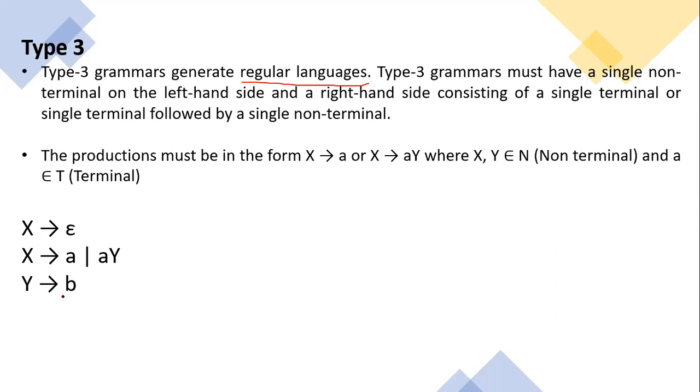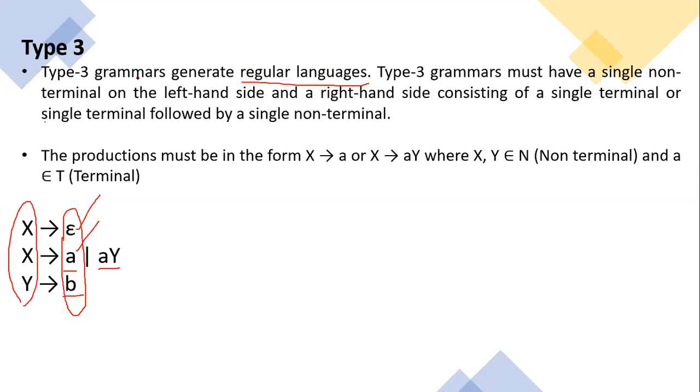Terminal means lowercase, right? This is the terminal, we can have this one. Otherwise, a single terminal followed by a single non-terminal. This is allowed, and this is also allowed. Epsilon, empty, there is no input; we can say this is also a terminal. In this example, these three things are terminals, and these three are non-terminals. These are the productions. This is called type 3 grammar.